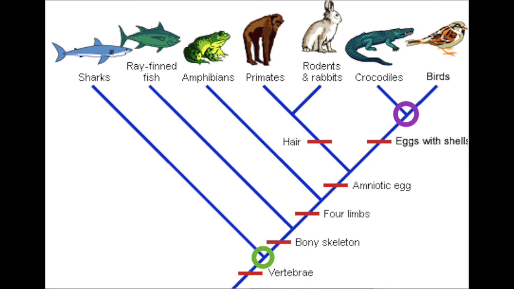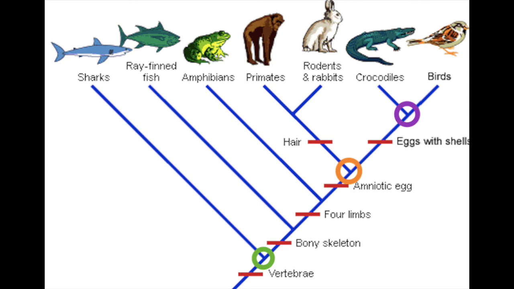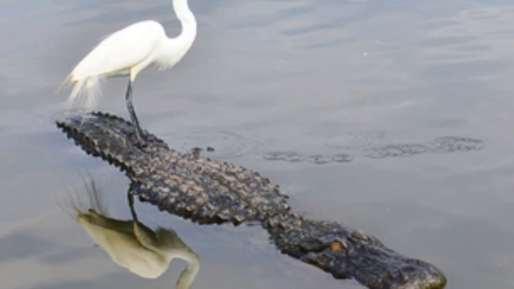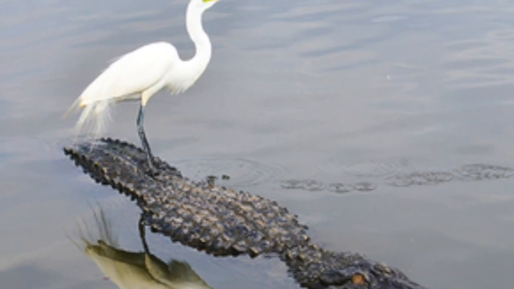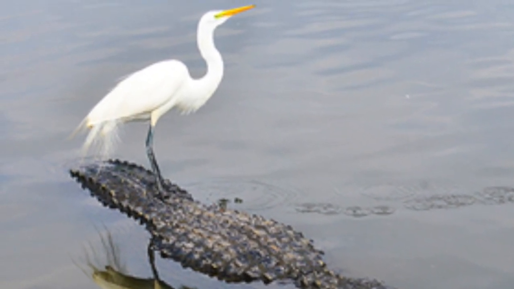Circled in purple on the right, you can see how birds share an ancestor with crocodiles, as well as with primates, which is circled in orange. However, the birds are more closely related to the crocodiles because they share a more recent common ancestor. Closely related species have fewer DNA sequence differences than distantly related species.